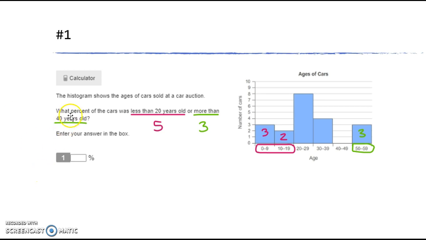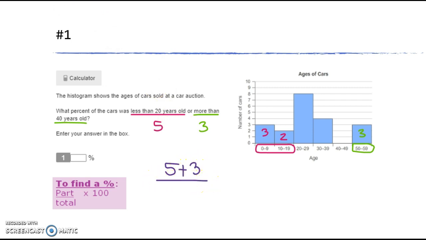But the question doesn't say how many cars, it said what percent of the cars. And the way that we find a percent is like this. We take the part that we care about, divide by the total number of objects, and then multiply that by 100. And we can use a calculator to accomplish this. Well, I know which part I care about. I know it's these 5 cars and these 3 cars for a total of 8. So I'm going to go ahead and write that down, that my numerator is going to be 5 plus 3.